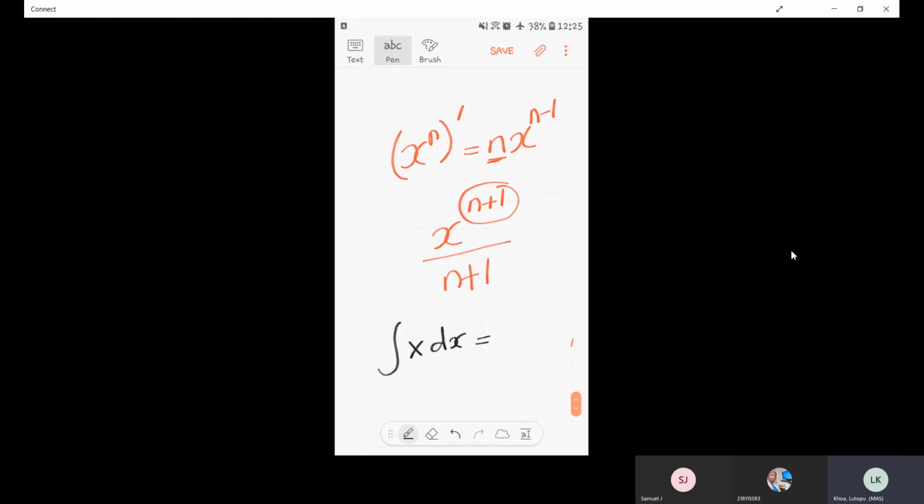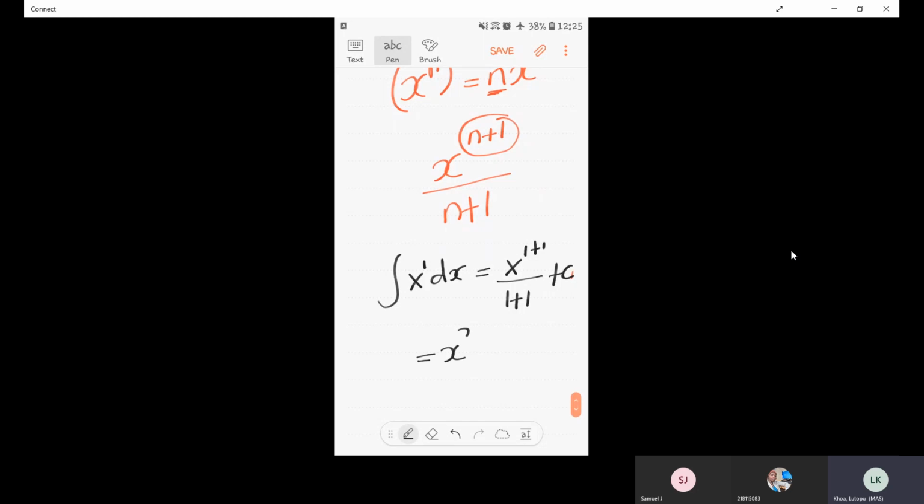So here, when you would do it, this is x to the power of 1, so I get x to the power of 2. Let me just say it's 1 plus 1, and then I divide by 1 plus 1, plus c. And this is just equal to x to the power of 2 over 2 plus c. So I used it even without saying, and that is actually how I got it. Sorry, the integral of x dx is x squared over 2 plus c.